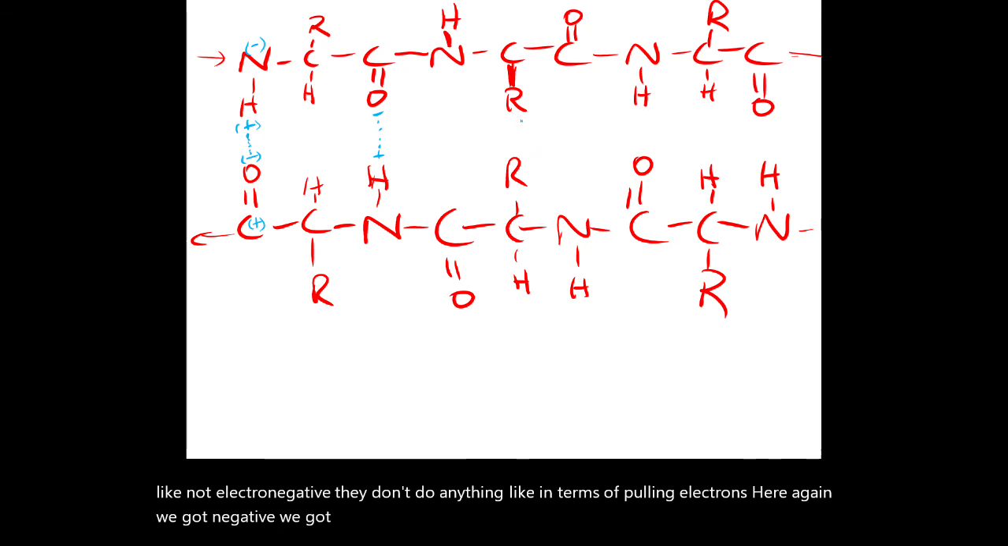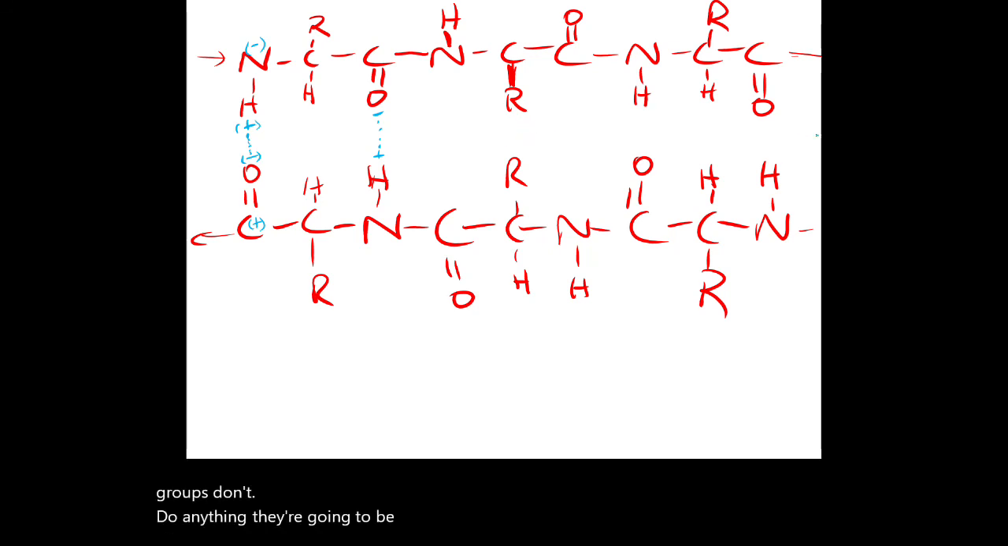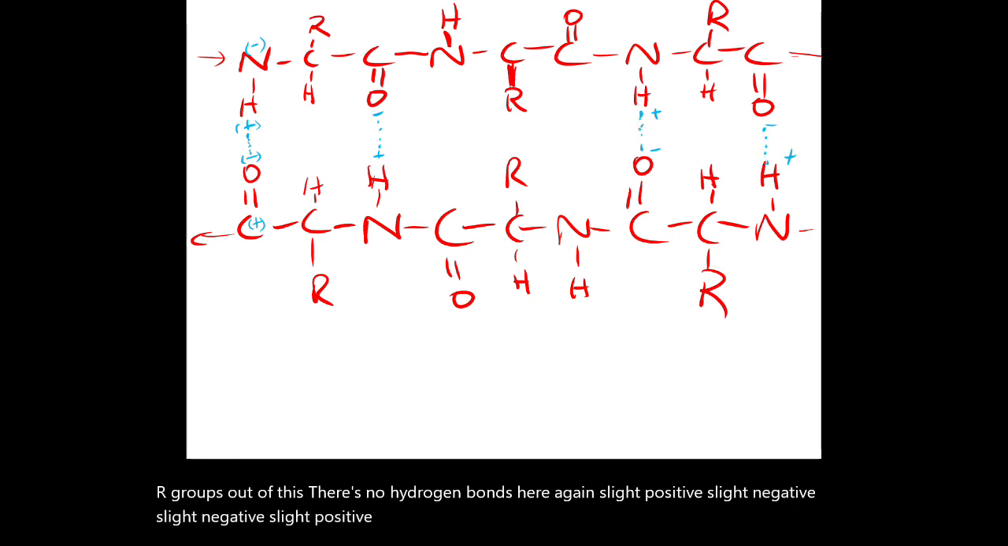Oh, look at that. Nothing here because the R groups don't have any role in secondary structure. So in beta pleated sheets and in alpha helices, the R groups don't do anything. They're going to be in tertiary, which is the third level of structure. So we leave the R groups out of this. There's no hydrogen bonds here. Here again, slight positive, slight negative, slight negative, slight positive, bam, we've got more hydrogen bonds forming.